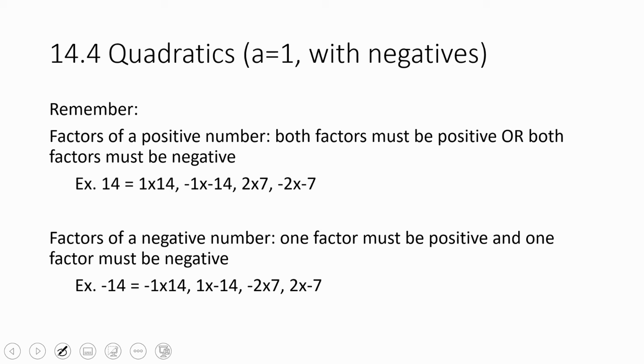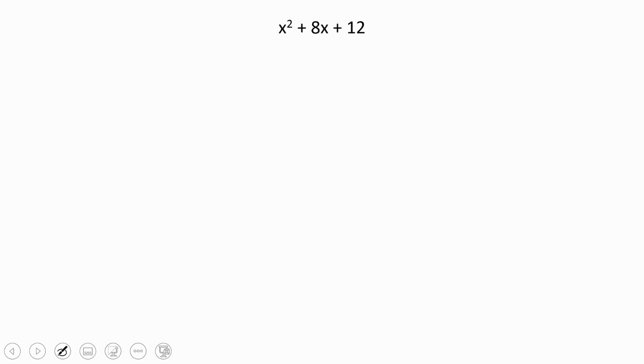Then, when you have factors of a negative number, that means that one factor has to be positive and the other one has to be negative. So for example, if you were finding the factors of negative 14, then you would have negative 1 times 14, 1 times negative 14, negative 2 times 7, and 2 times negative 7. We know that in order to get a negative number, the factors have to be one of each. All right. So I have 4 problems for us to do to look at all the different scenarios.